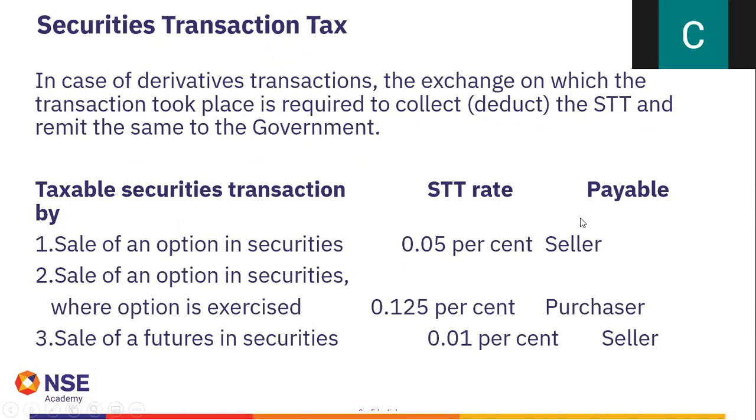So these are the percentages which are available currently. 0.05% for sale of an option in securities, and 0.125% for sale of an option when exercised. For futures, for the seller, it is 0.01%. So here it's payable by the seller, payable by the purchaser, payable by the seller. These are the STT rates.